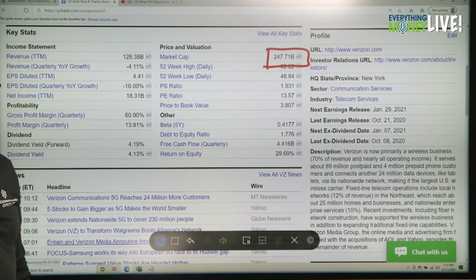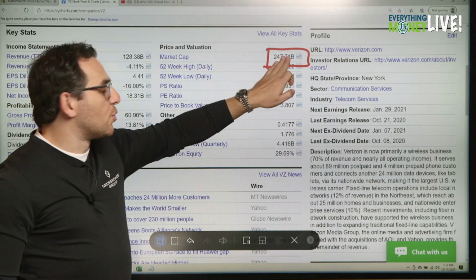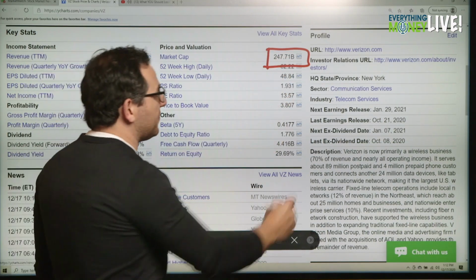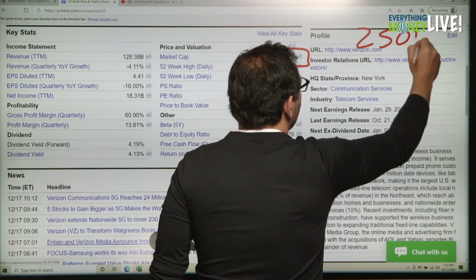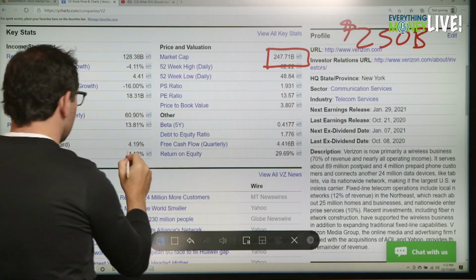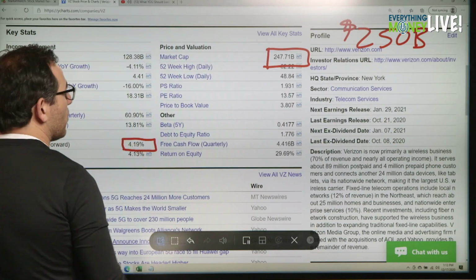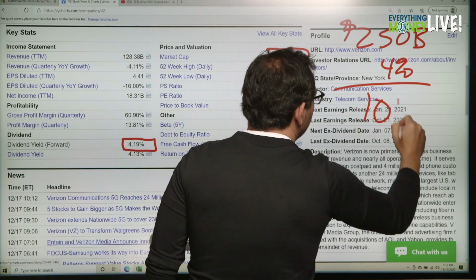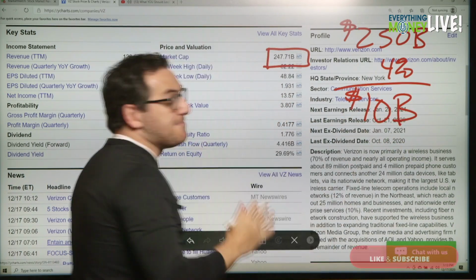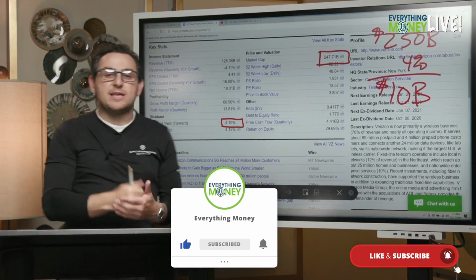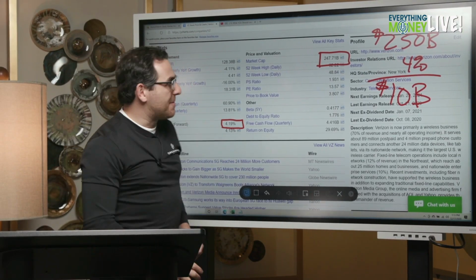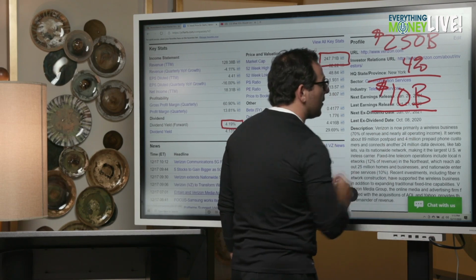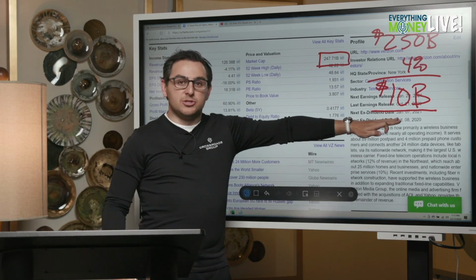To calculate how much they're paying in dividends, you look at the market cap, $248 billion. Let's call it 250 just to be safe. 250 billion. Then you come here and look at their dividend yield, 4.19. Let's call it 4%. That is $10 billion a year. That's a big number, guys. So when we do the free cash flow in pillars 7 and 8, we want to make sure they have significantly more than they need in order to do this.